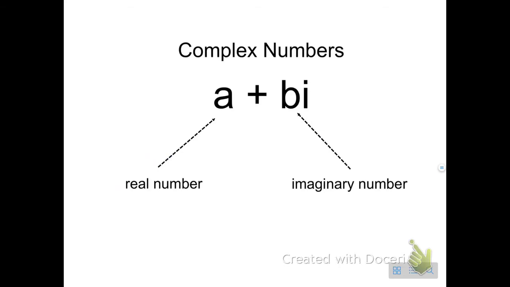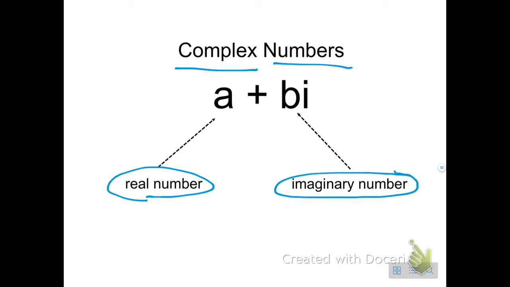When we have complex numbers, they are simply two numbers added together. The first number is going to be your real number. That's any number that we've worked with so far. And the second number is going to be your imaginary number, and that's any number with an i. i stands for imaginary. So we'll be working with complex numbers when we solve these quadratics that have no real x-intercepts.